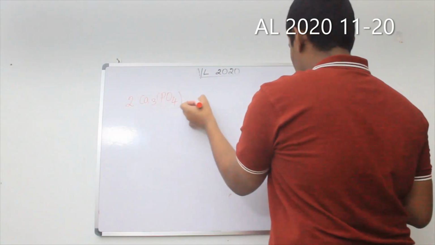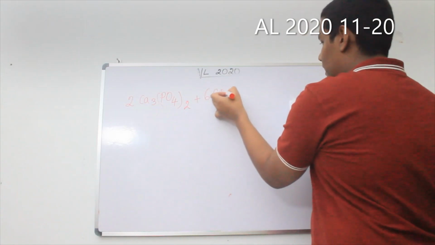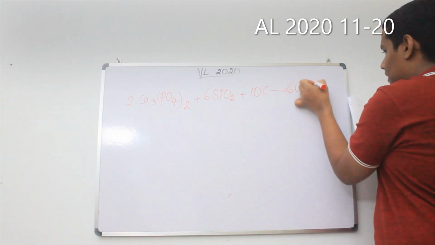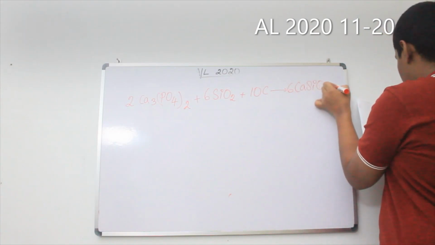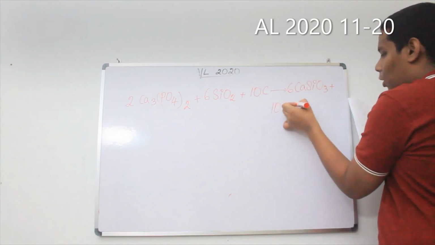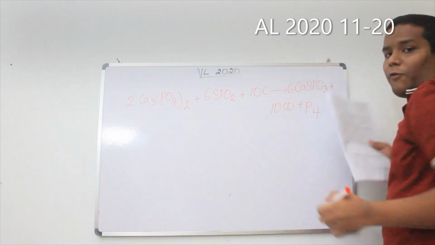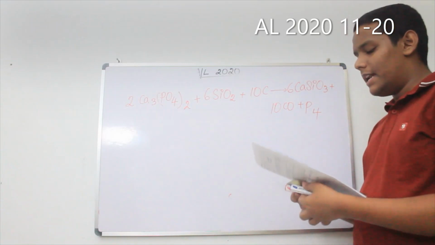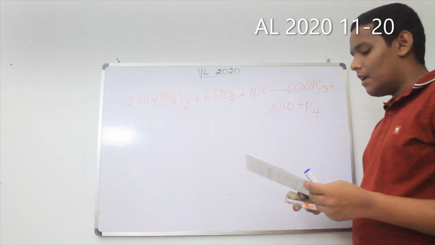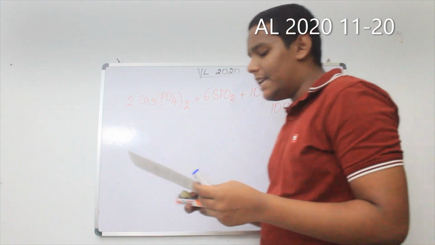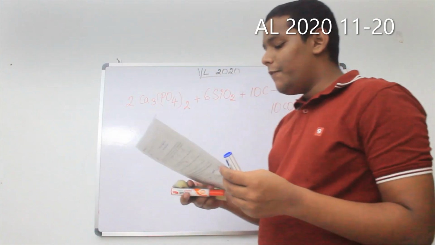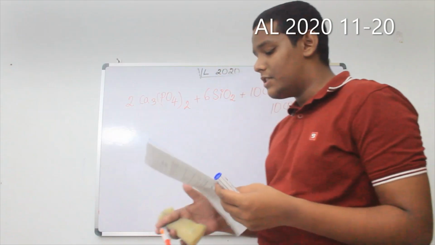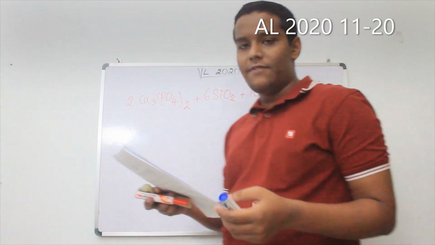Ca3(PO4)2 twice plus 6 silicon dioxide plus 10 carbon giving you 6 calcium silicate plus 10 carbon monoxide plus P4. Then 620 grams of calcium phosphate, 180 grams of silicon dioxide, 96 grams of carbon were reacted, 50 grams of P4 were obtained. Under these conditions, the limiting reagent and the percentage yield of P4 respectively are.